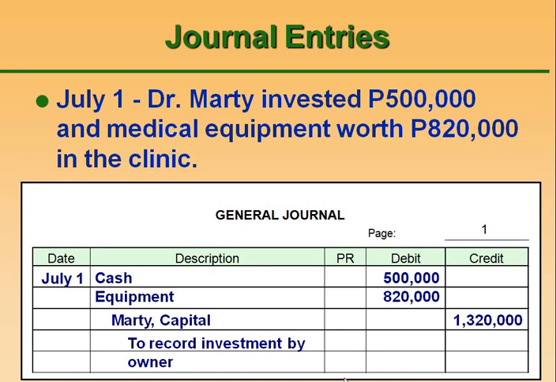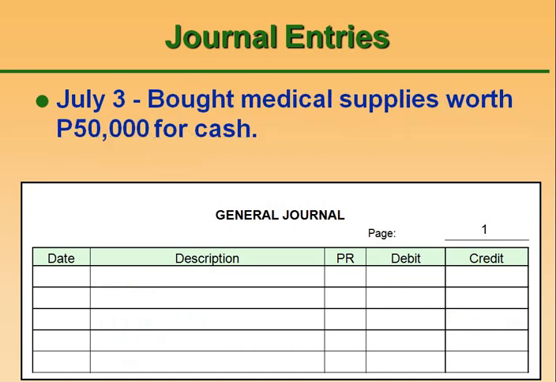Okay? Let's have another transaction. July 3. Bought medical supplies worth 50,000 pesos for cash. Again, think from the point of view of the business. When it purchased medical supplies, what happened to its medical supplies? Increased, of course. How are we going to record the increase in medical supplies being an asset? Debit. Because again, the normal balance of asset is debit. In exchange for the medical supplies received, what did the clinic give up? Cash.